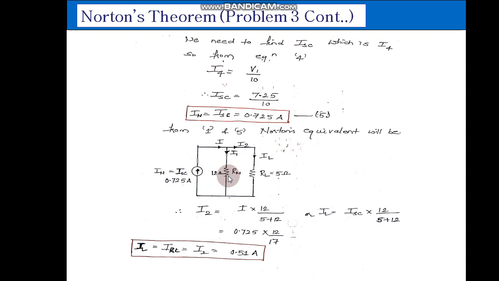And then in parallel with this, we have connected the Norton's resistance RN, and then the load resistance has to be put back again between the points A and B. So here I have put back the load resistance again, as it was in the original question.